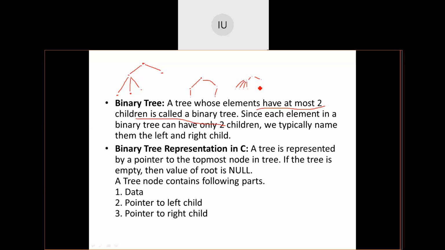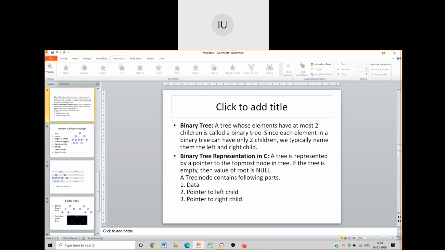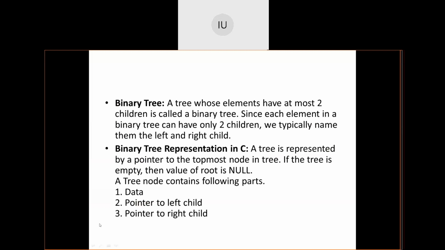Now, how do I represent this binary tree? Node of a binary tree: every element will have 3 parts in it, similar to a doubly linked list. One is the info part. At the center, I call it the info part. At the left side, I call it left. At the right side, I call it right. So left contains the pointer to the left child, right contains the pointer to the right child. This is how a node of a tree looks like.